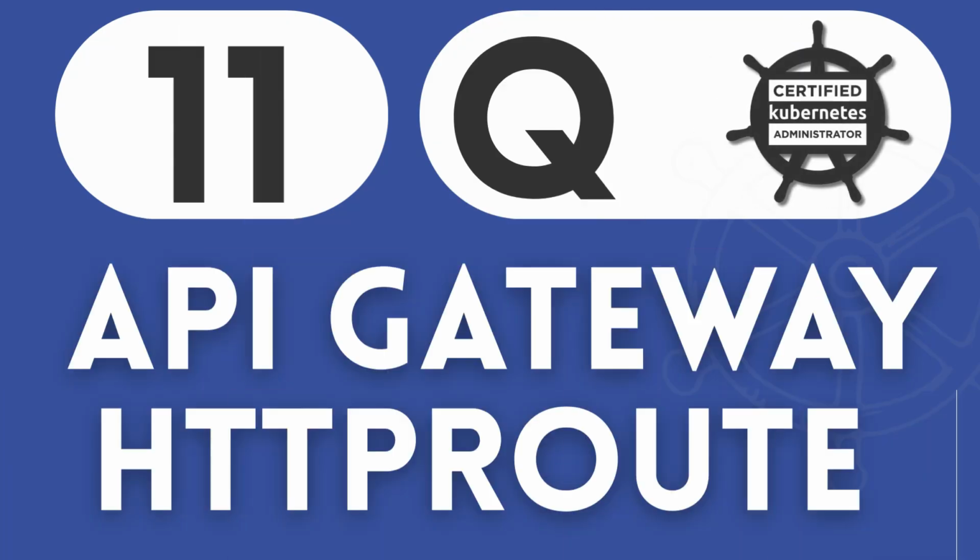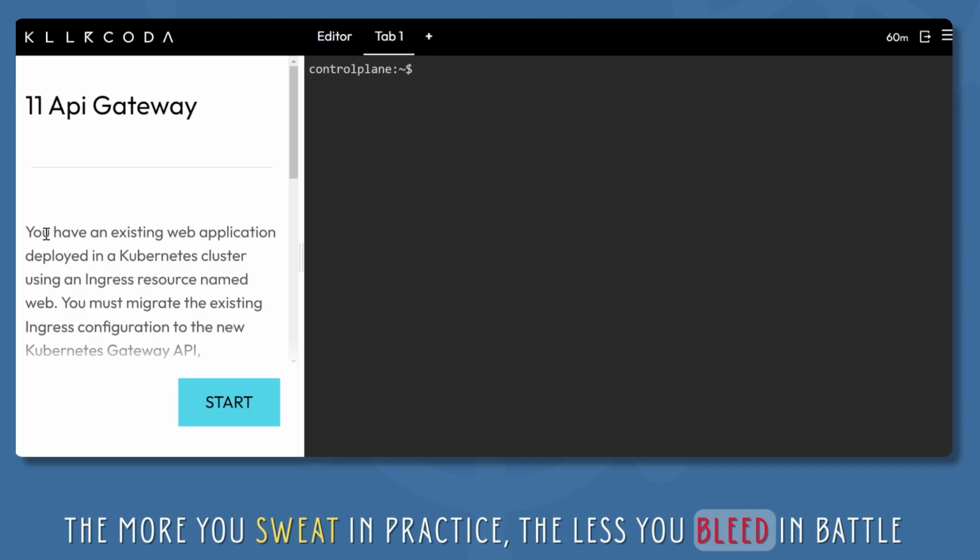Welcome. And this is practice question number 11, which is API gateway. You have an existing web application deployed in a Kubernetes cluster using an ingress resource named web. You must migrate the existing ingress configuration to the Kubernetes Gateway API.